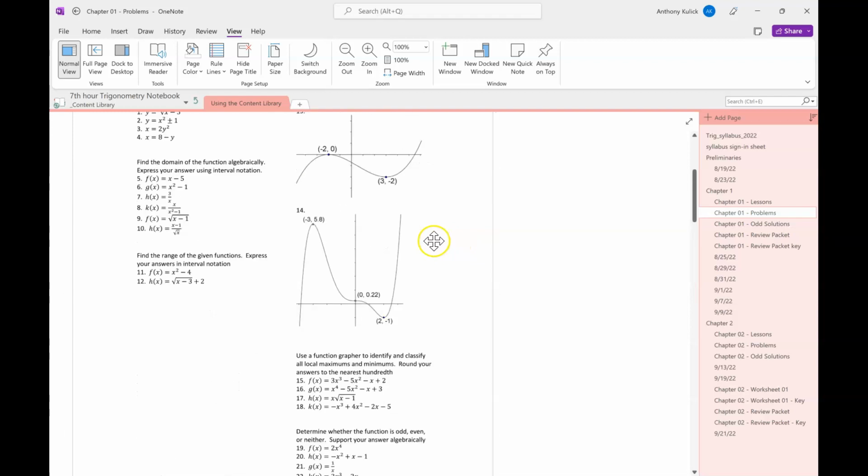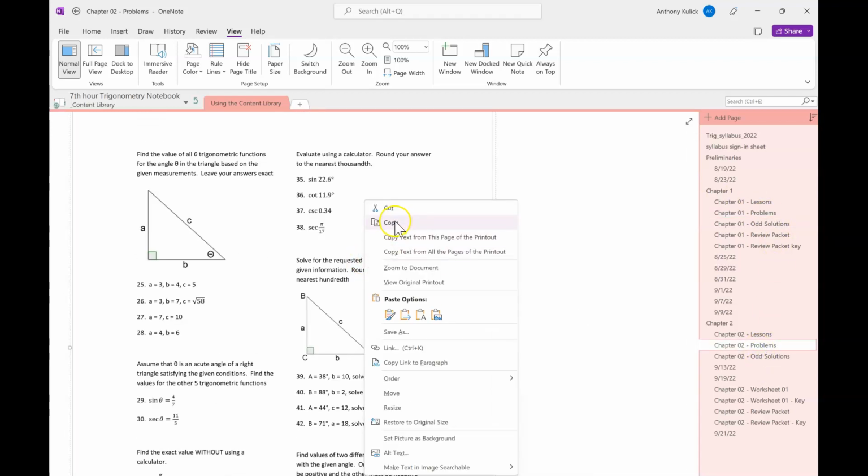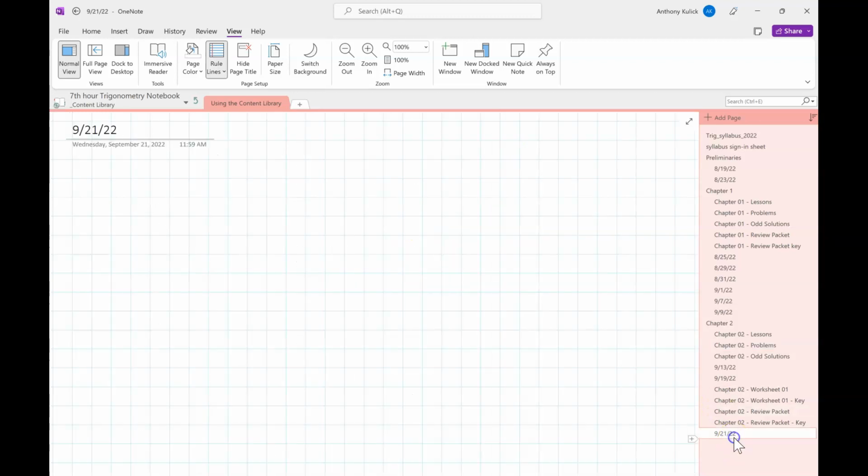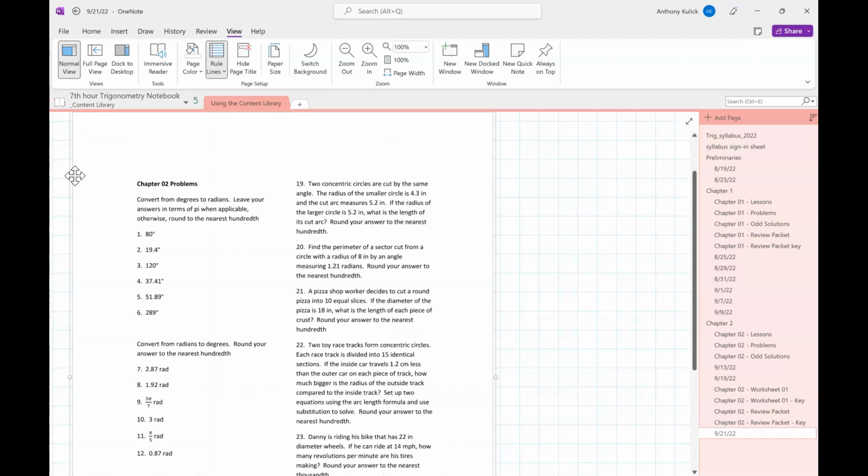19. Okay. Oops, that's the wrong set of problems. You know what I think I need to do here? I need to reshuffle the stuff in the content library so the new stuff is on top. Maybe we'll do that next week.